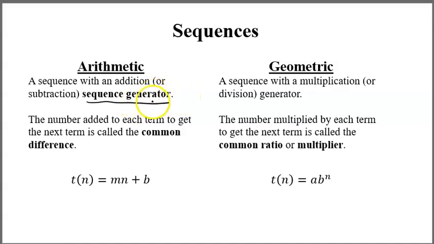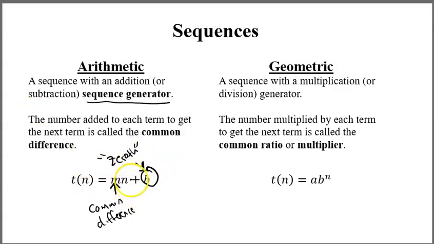No matter what the sequence is, the generator is what I'm doing to go from one term to the next. Now, in these sequences, the number added to each term to get the next is called the common difference. So this is the general equation we use. M is the common difference. And B, it's important, B is we call it the zeroth term. So it's the term that comes before the first term.